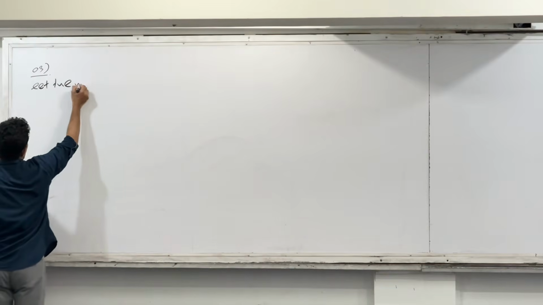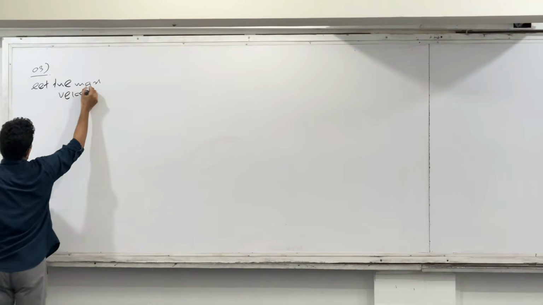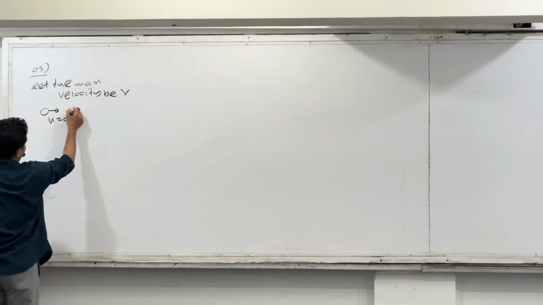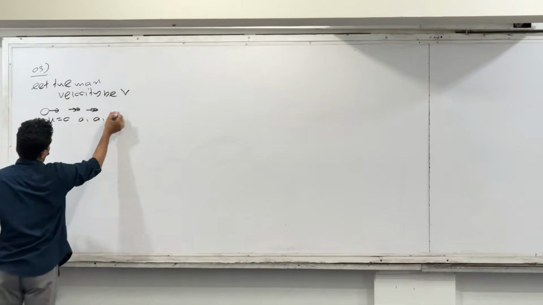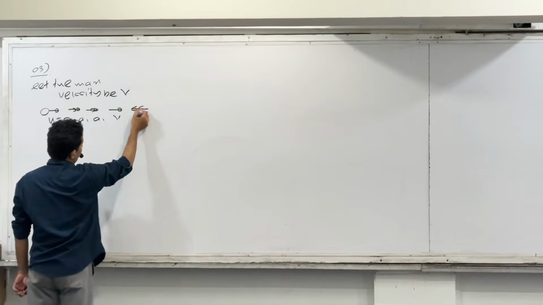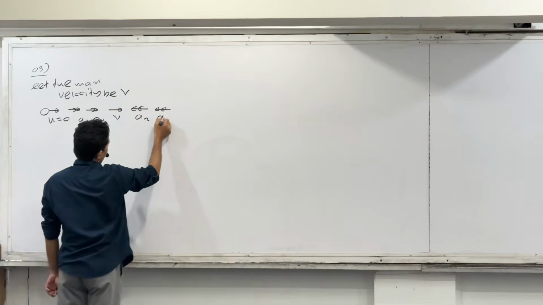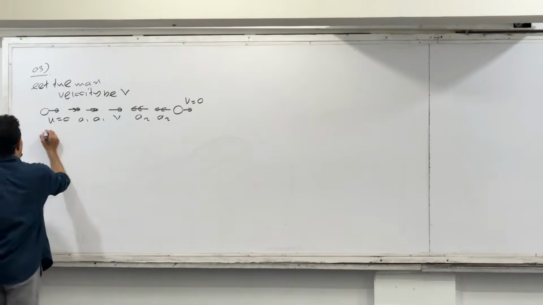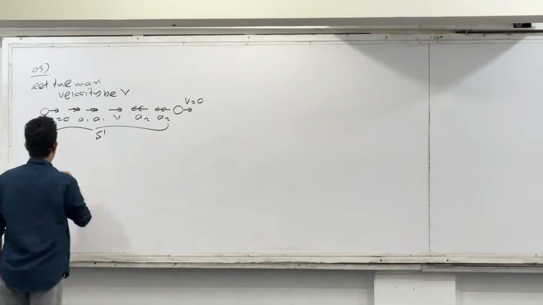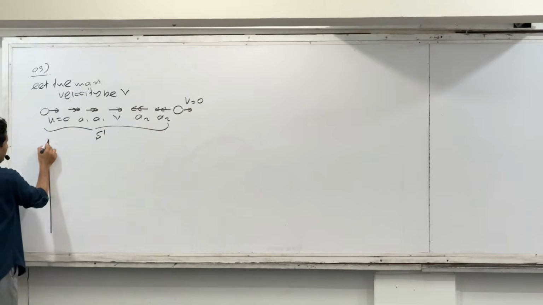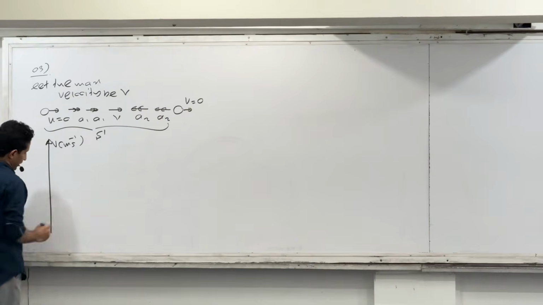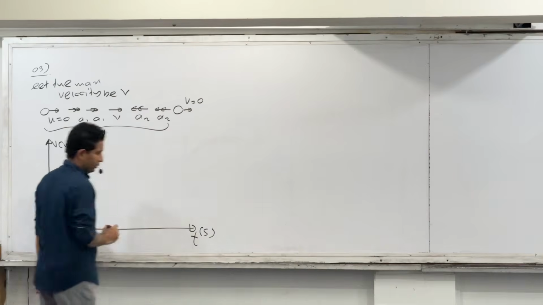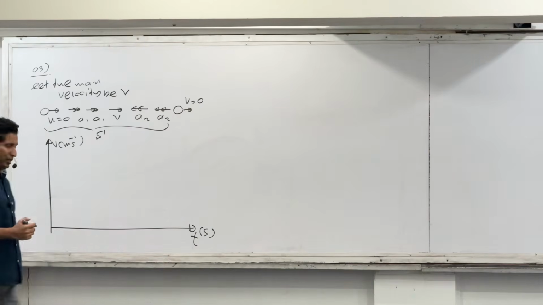In this question, let the maximum velocity be v. Starting from rest, u equals 0. It accelerates with acceleration a1, attains the maximum velocity, immediately retards with retardation a2 and again comes to rest, v equals 0, like this. In the entire motion the displacement is S. What will be the shape of the vt graph? v in m s^-1 against t in seconds. Accelerate and immediately retard.